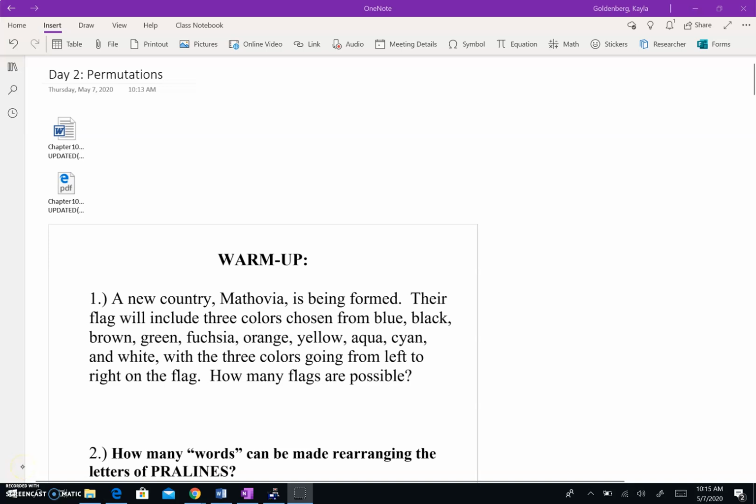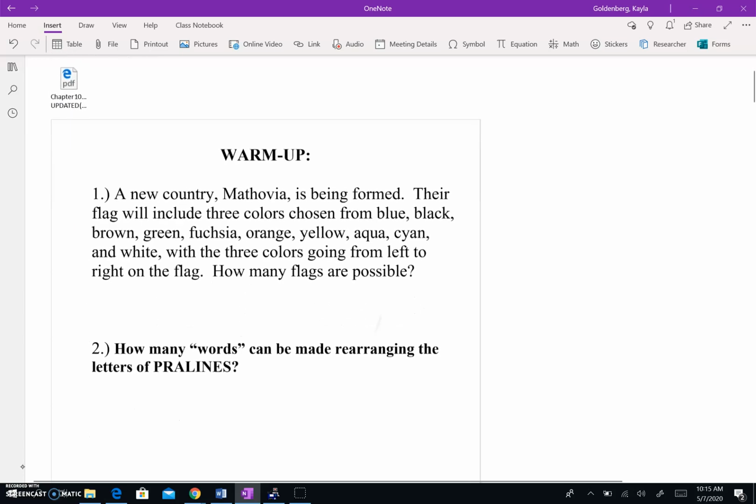Okay, happy day 2 of our new unit. Today we are going to be looking at something called a permutation. Before we look at our new concept though, let's review our concept for yesterday.